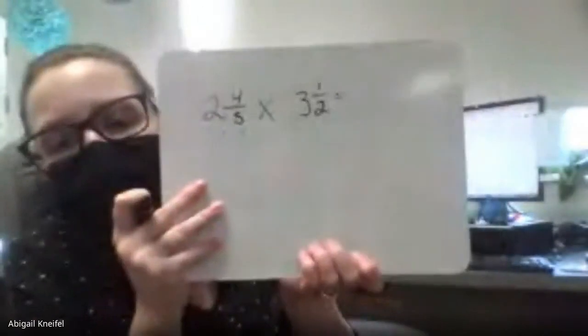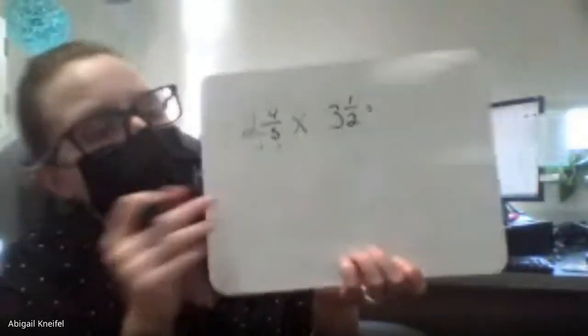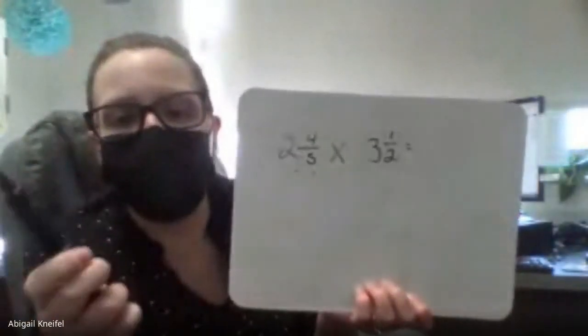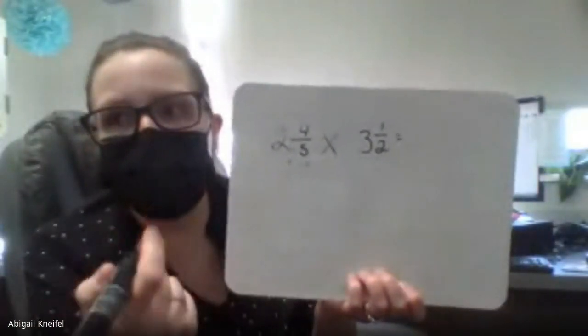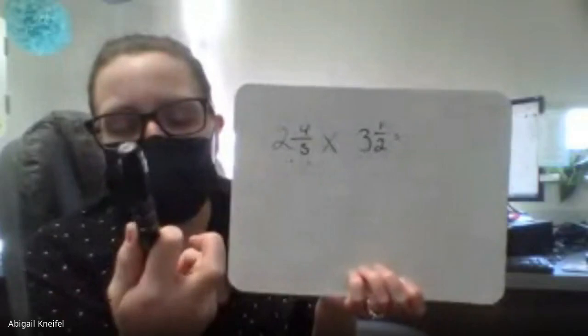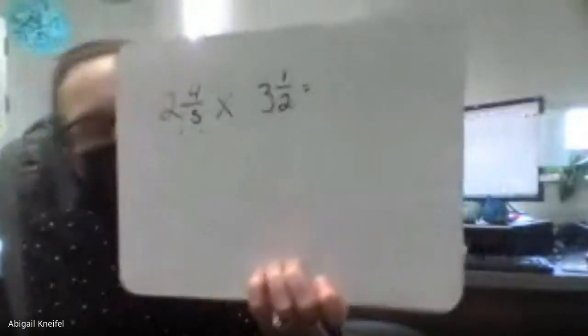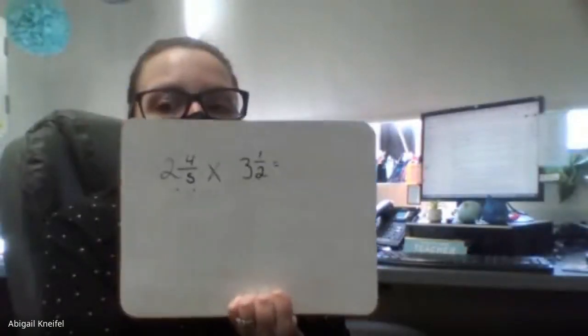Two and 4/5 times 3 1/2. Okay, personal best. Remember, first we have to make our mixed numbers improper fractions, cross simplify, multiply, simplify if we need to, okay? I want to see correct answers all day today.